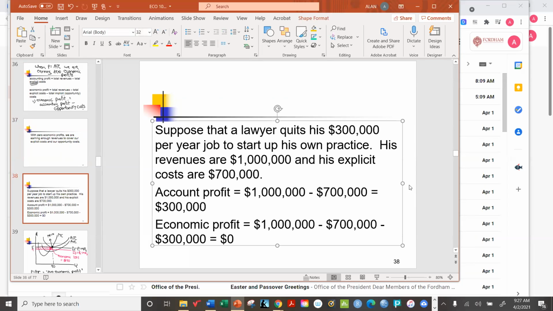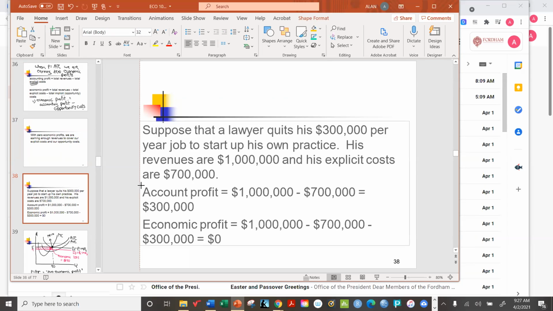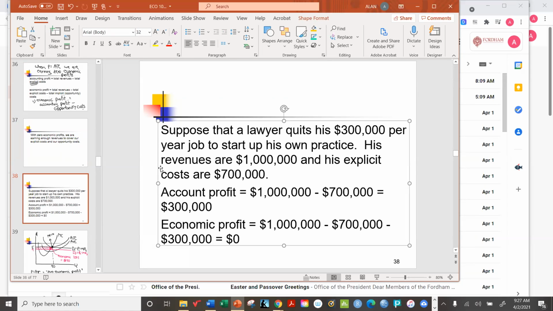So the first year of practice, he earns $1 million worth of revenues, but his explicit costs on things like rent and salaries and equipment and all the rest is $700,000. So an accountant would say, nice job, you've earned a $300,000 profit. On paper, that's exactly what's happened. But the economist would say, well, that's not quite as good as it sounds, because you did sacrifice that $300,000 job in order to start up this business. So as far as I'm concerned, you have exactly broken even.